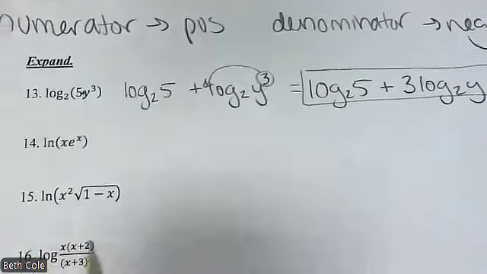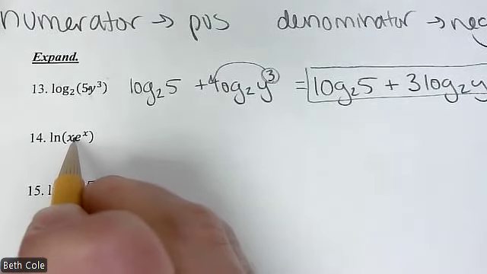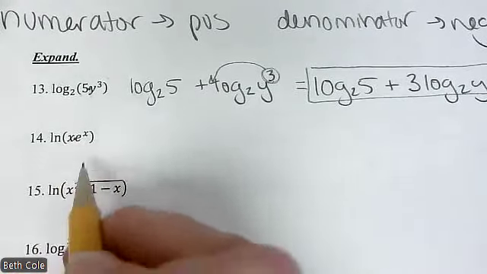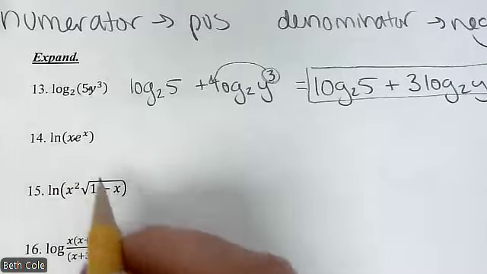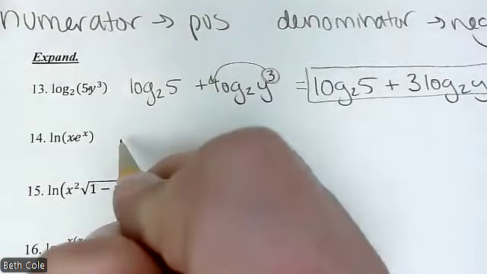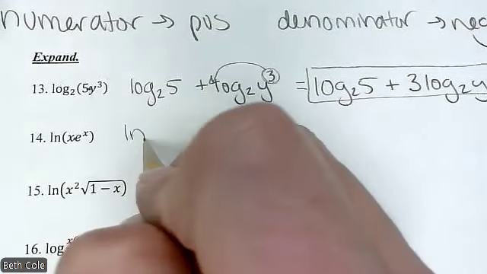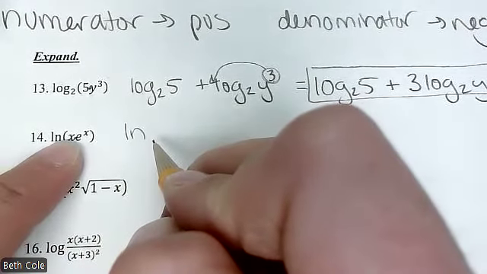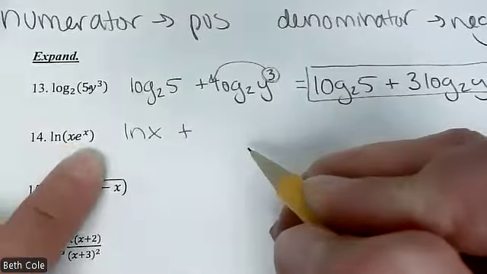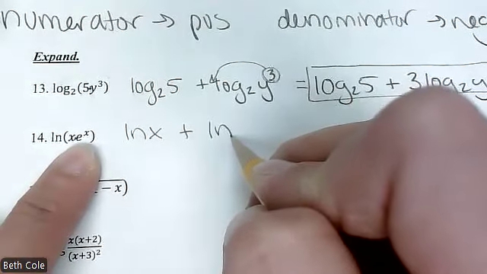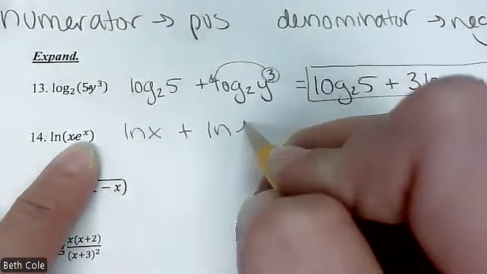All right. If it helps you to put a dot in between the x and the e to the x, you can do that. This is multiplication. That means we're going to add. Does anyone want to give it a shot? Well, ln x, good, plus ln e to the x.